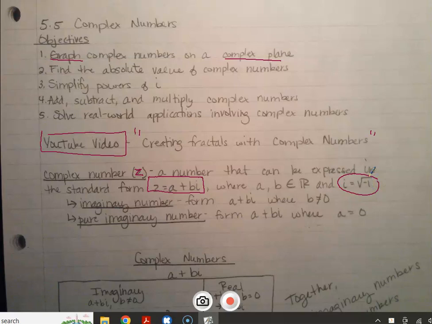So complex numbers can be imaginary numbers. Those are in the form of a plus bi, where b is not equal to 0. And then you can have pure imaginary numbers, which are in that same form, a plus bi, but this is where a equals 0. So that's just where you have bi. So all of these kind of fall in the complex number system. So let's look at this complex number system.